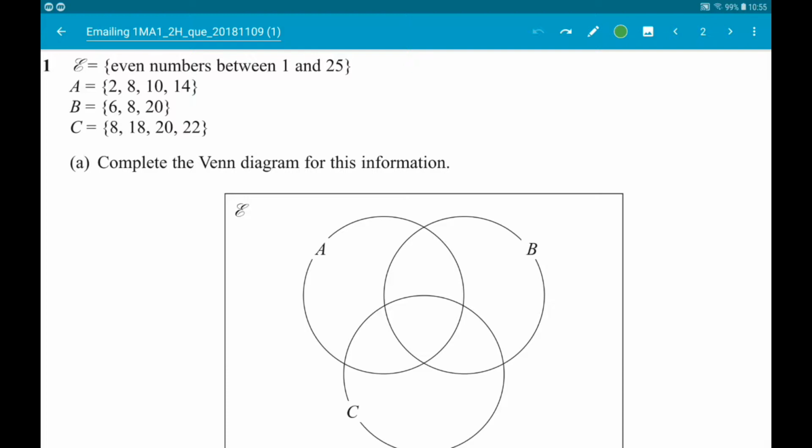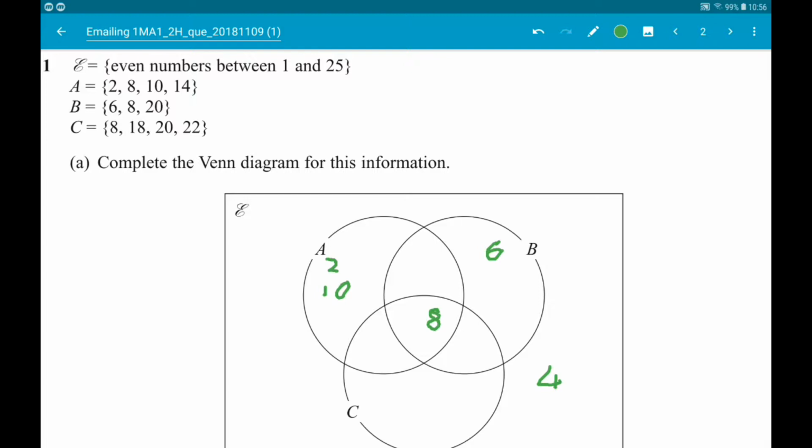Okay, so 2 only pops up in A. Then we would have 4. 4 is in neither set A, B or C, so it just goes outside the circles. 6 is only in B. 8 is in A, B and C, so that's going to go in the middle. 10 is in A and only A, so 10 goes there.